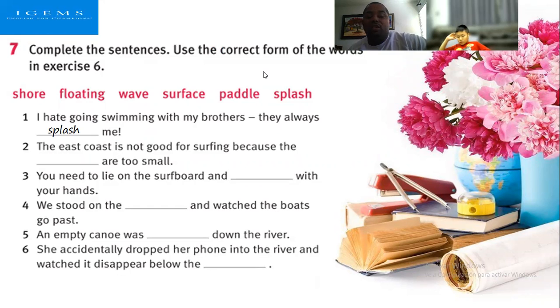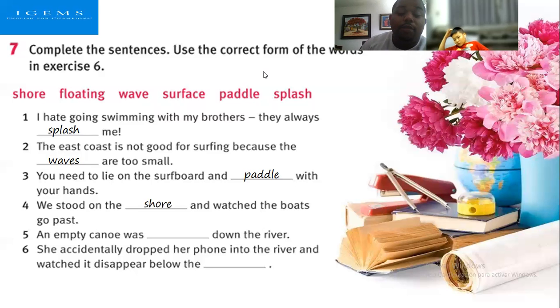The East Coast is not good for surfing because the waves are too small. Number 3, you need to lie, all right, on the surfboard and paddle. That is correct, and paddle with your hands. Number 4, we stood on the shore, that is correct, and watched the boats go past. All right, number 5.